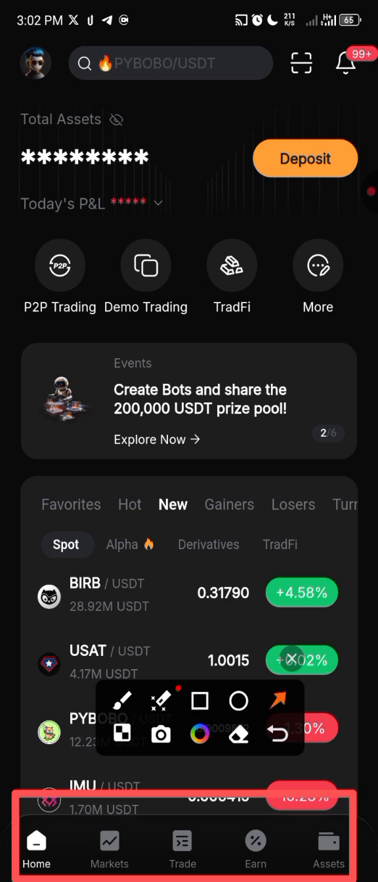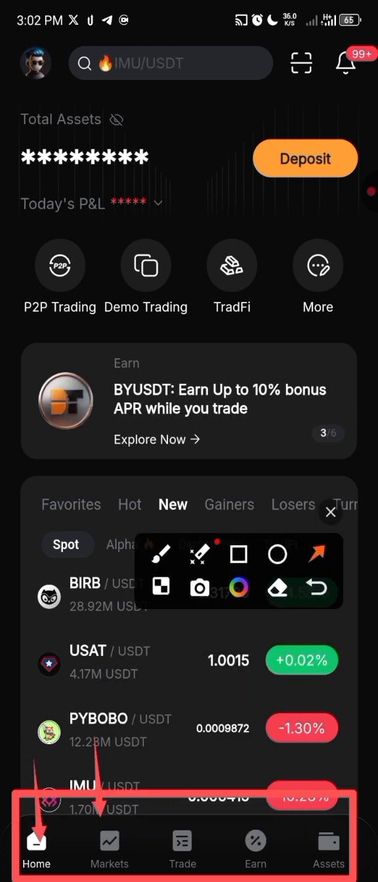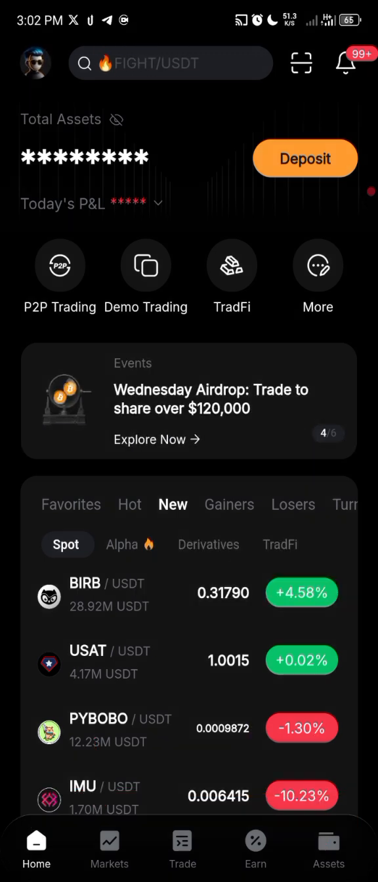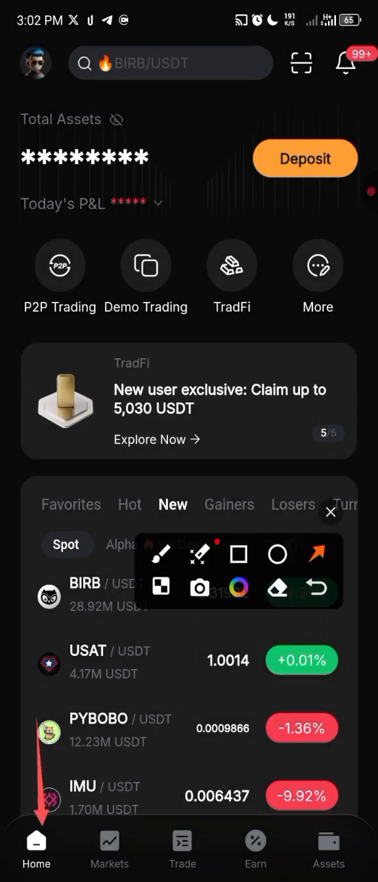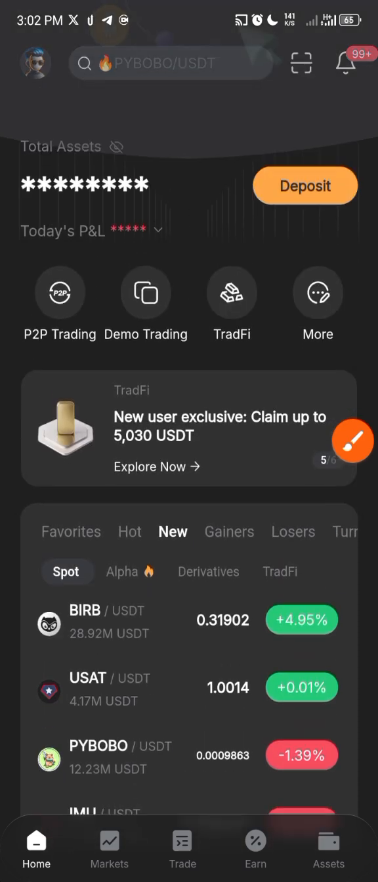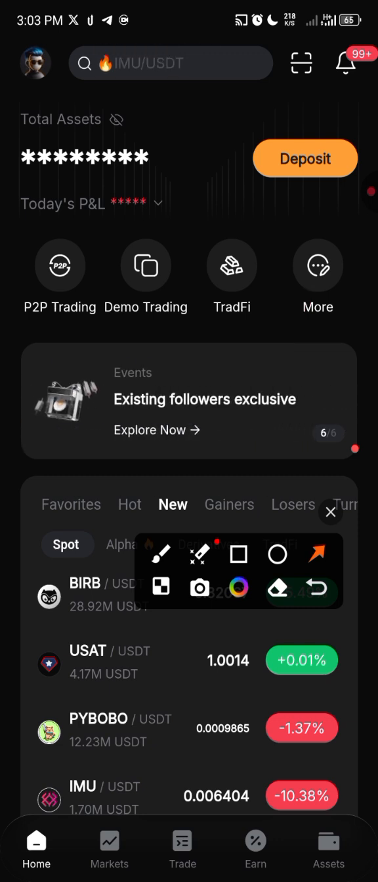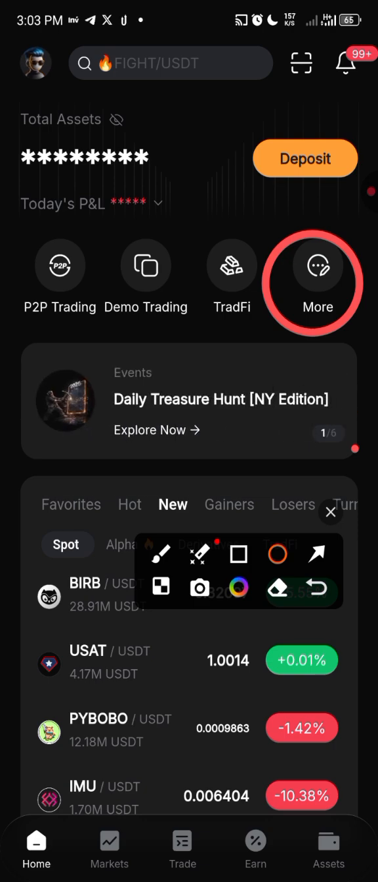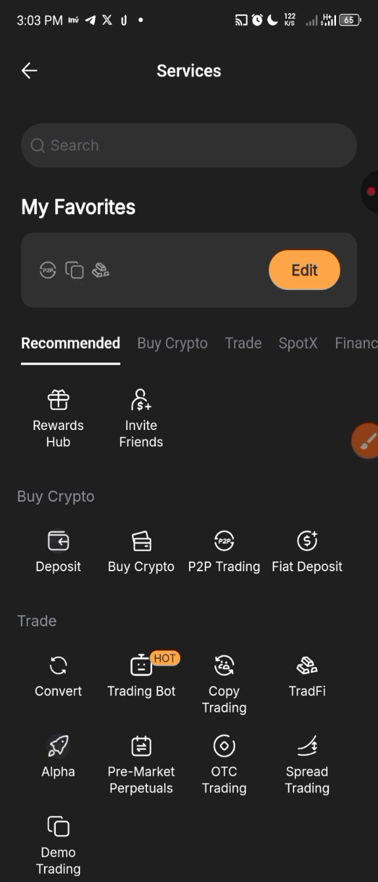In this area, you can see this is home, this is market, this is trade, this is earn, and this is asset. Right, so first of all, you have to be on the home. You can see right here, I am on the home. So once you're on the home, then you look up to this place that says more. Let me do that again. This place that says more. So you use that place that says more. Once you click on it, it's going to open up every other thing, their services on Bybit for you.